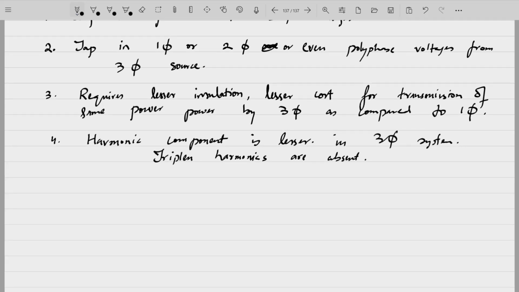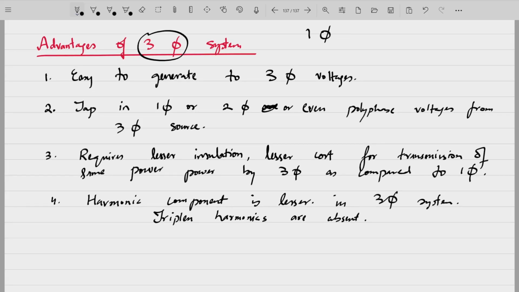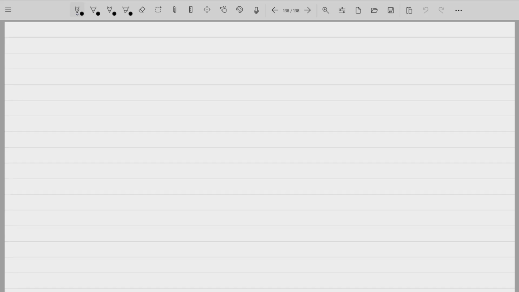There are actually a number of advantages of using a three-phase system as compared to a single-phase system, mostly in case of transmission lines. But most of these advantages you'll come across when you take up your power systems course in fifth semester. As far as three-phase voltage generation is concerned, you'll study that in your machines course, and three-phase transmission and distribution and their advantages you will study in your power system course.